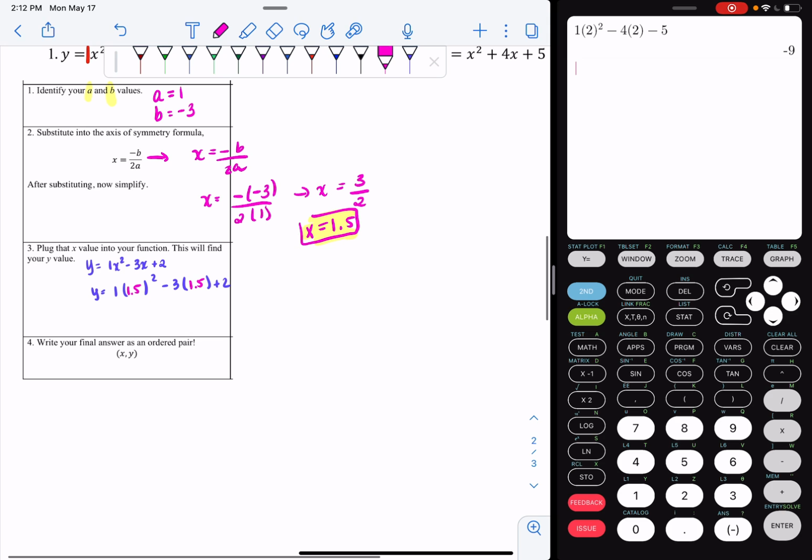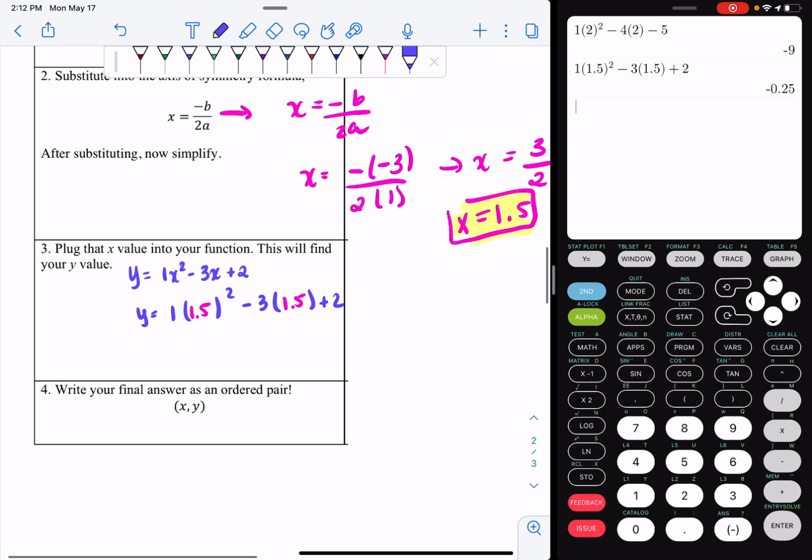So I have 1 parenthesis 1.5 squared minus 3 times 1.5. That 1.5 goes into parentheses. Whenever you substitute, you gotta put it in parentheses. And I add my 2, and I hit enter, and I get negative 0.25. So I get y equals negative 0.25.